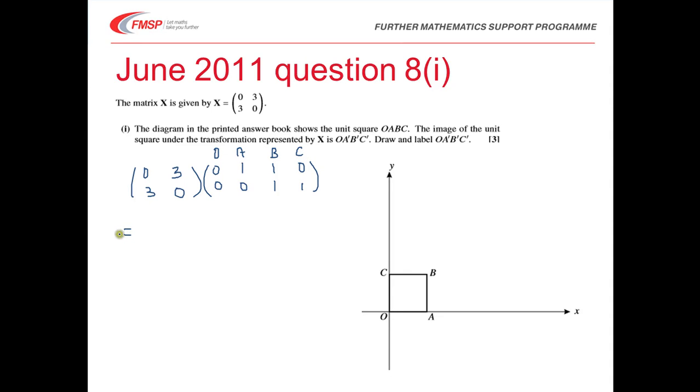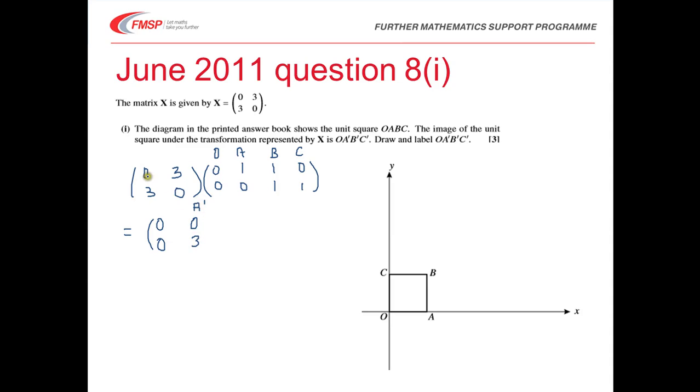Now you could do it as 4 little separate multiplications, but I've just chosen to do it as a 2 by 4 matrix over here. So we'll multiply each of these in turn. So the origin remains fixed, so that's going to be 0, 0. Then we have 0 times 1 plus 3 times 0, which is nothing. 3 times 1 plus 0 times 0, which is 3. So that now is giving us the image of A, which is A dash.